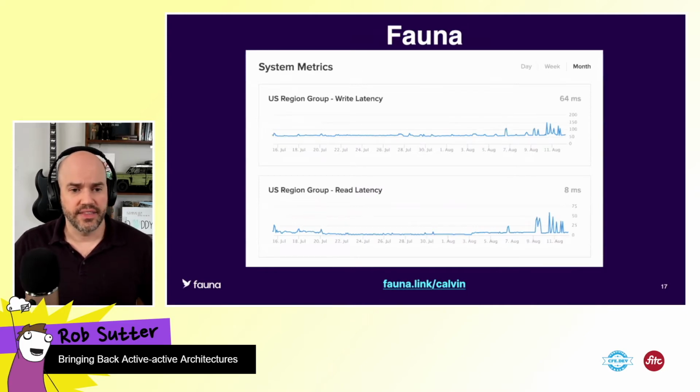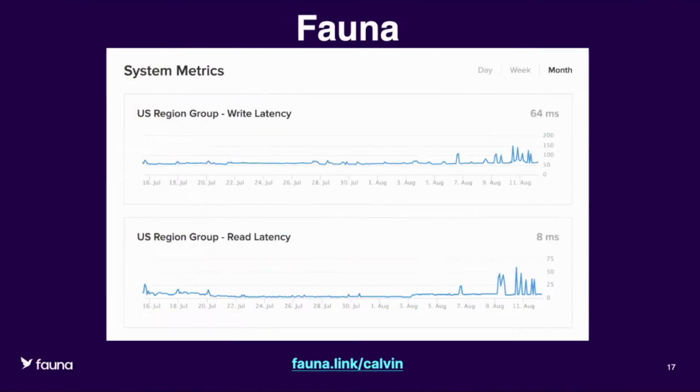Lest you think that this is magic, this is the status page as of this morning. You can go to status.fauna.com and see this for yourself. In the US region, on average, writes are occurring at 64 milliseconds, so well under 100 milliseconds for complete, strongly consistent ACID transactions across all the nodes in the cluster.